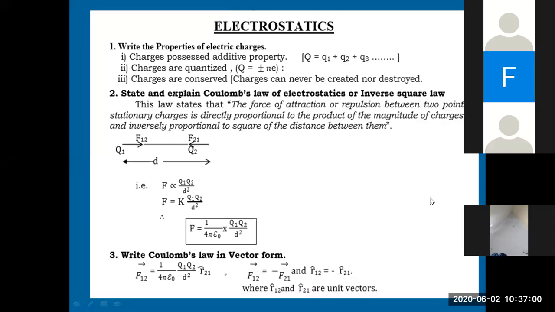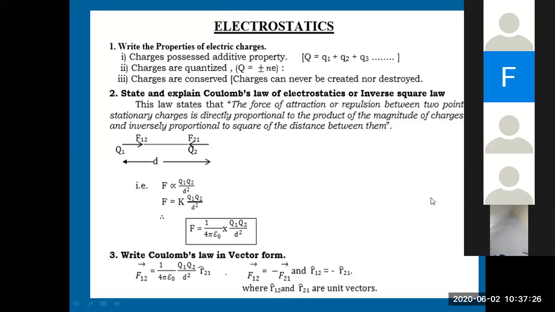What do you mean by source? It has to produce something. So source charge means it has to produce an electric field. I'm repeating it. Source charge produces electric field. Source means something which is producing. So what is a source charge? A charge which produces electric field, we call it a source charge.